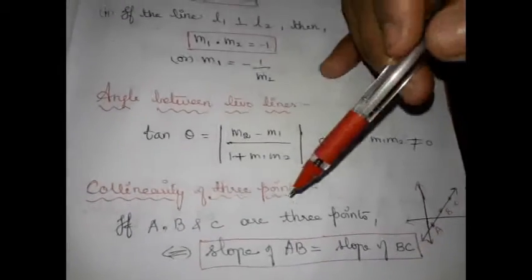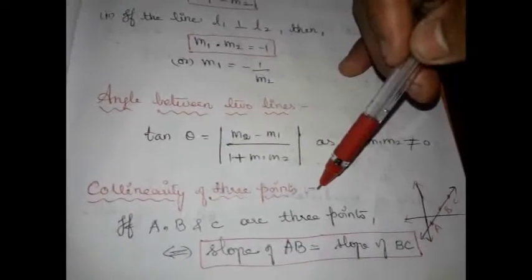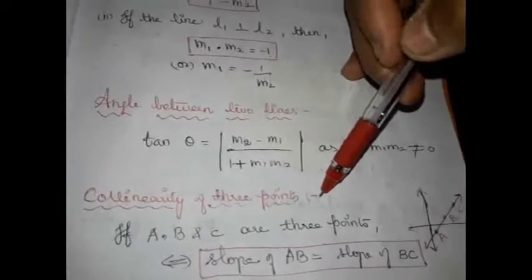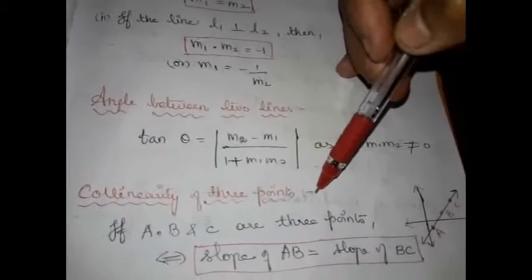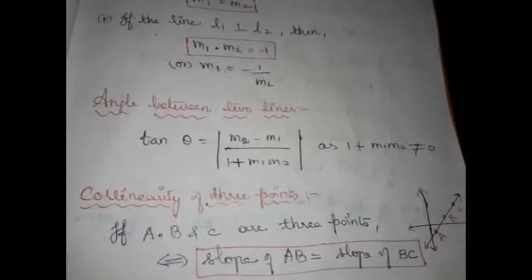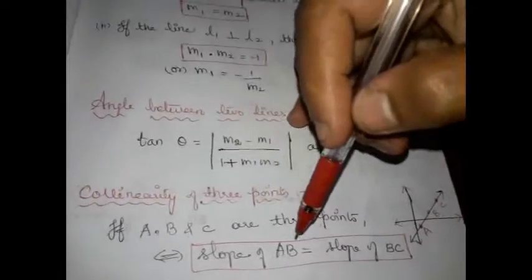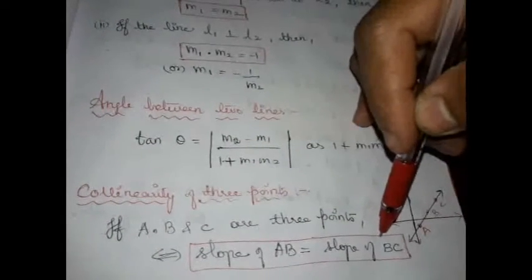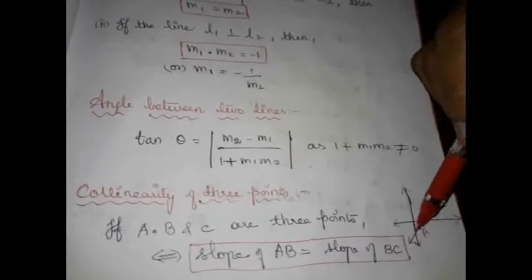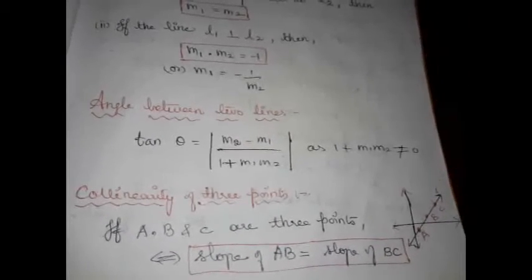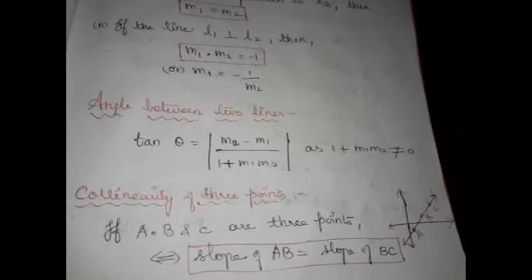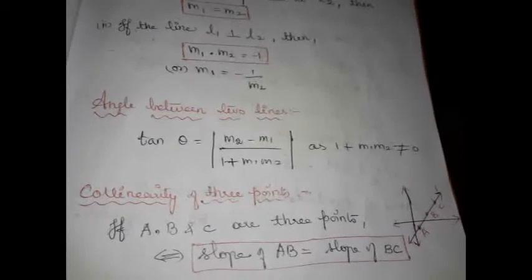Then we have seen collinearity of 3 points. Based on the slope of a line, how we can state the condition for the collinearity. Slope of AB is equal to slope of BC. If 3 points are collinear, then slope of AB is equal to slope of BC, which means since they lie on the same line, their slopes are going to be the same. This is the condition for the collinearity of 3 points, right?